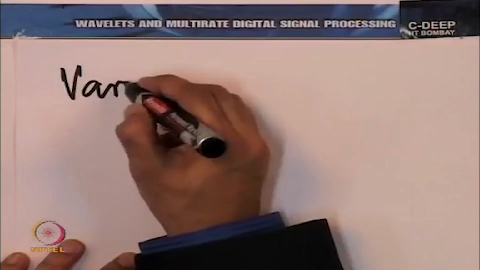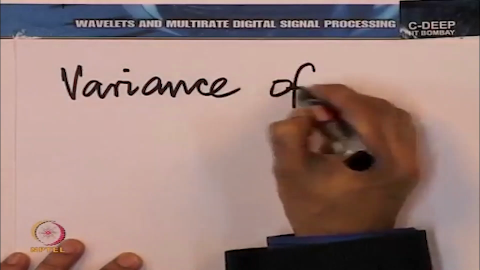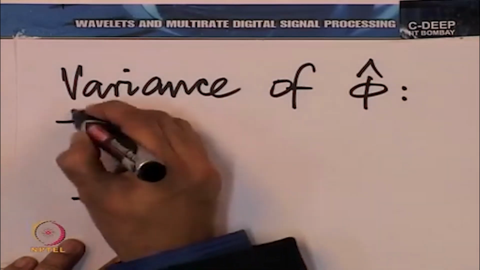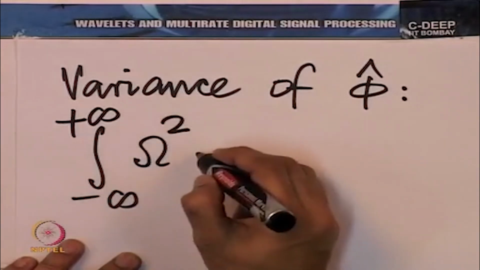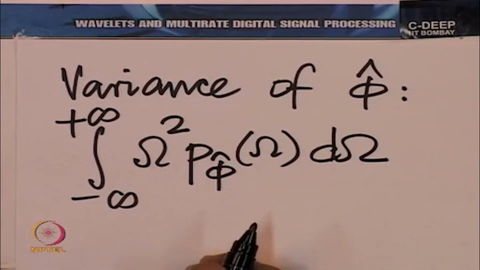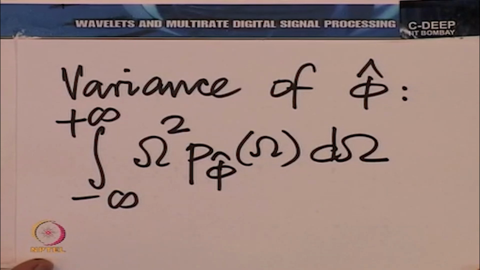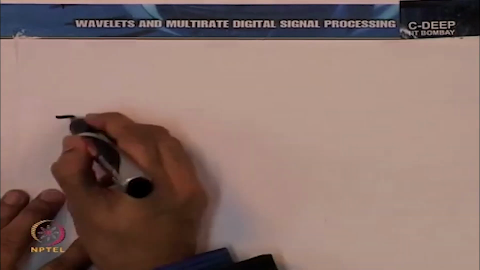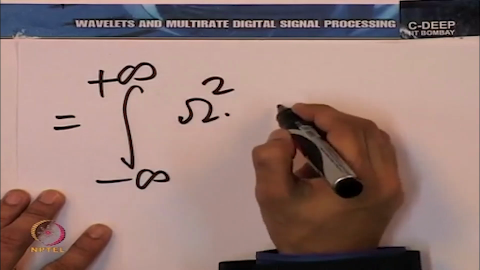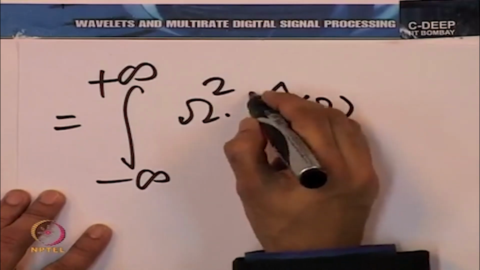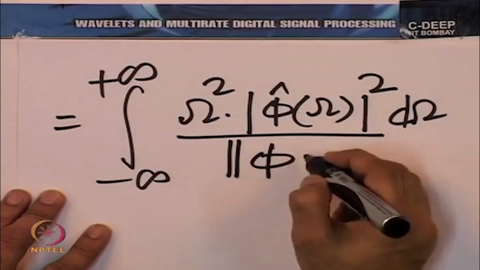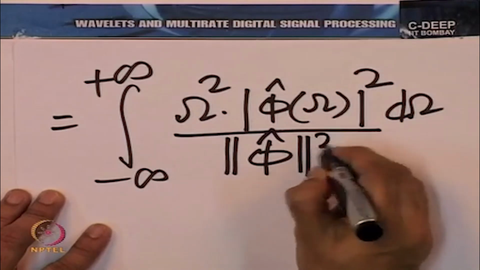The variance of phi cap is finally, as you can see, given by the integral of omega squared times phi cap omega mod squared d omega, divided by the norm of phi cap in L2(R) the whole squared.